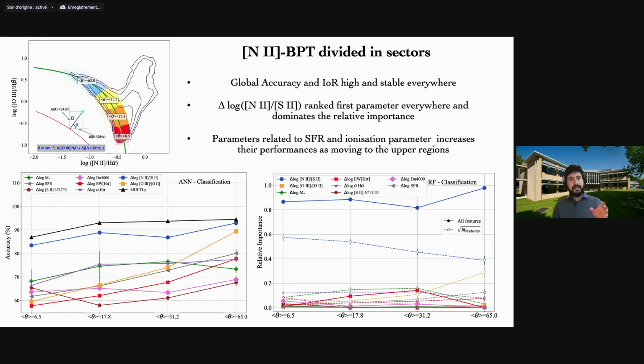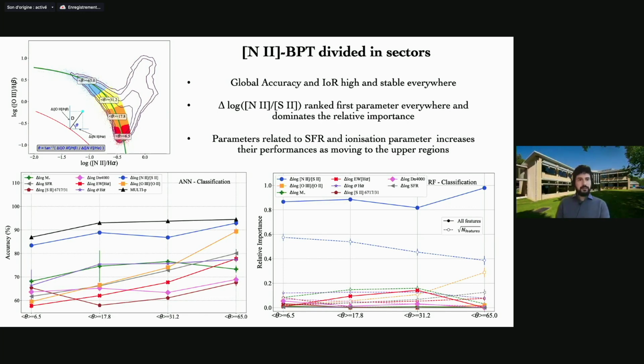And we can see that deviations in NRO are ranked first in the artificial neural networks everywhere across the diagram, regardless of the relative inclination and the relative importance of the two components of the offset vector, and even in the random forest, deviations in NRO are the ones maintaining the highest importance.